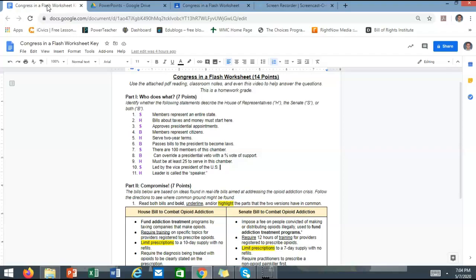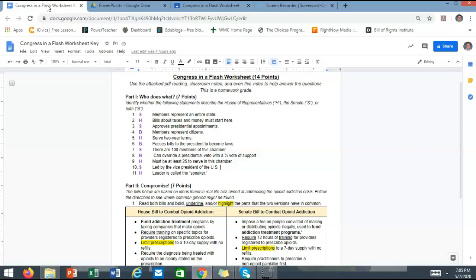For tax and money bills, that starts in the House. Approving presidential appointments, people like Supreme Court justices, the Senate does that. For both the House and the Senate, they are representing citizens. The difference is which region in the state do they represent. But they're still representing citizens, whether it's just a district of the state or the state as a whole, so that involves both. In the House, they serve only 2-year terms.